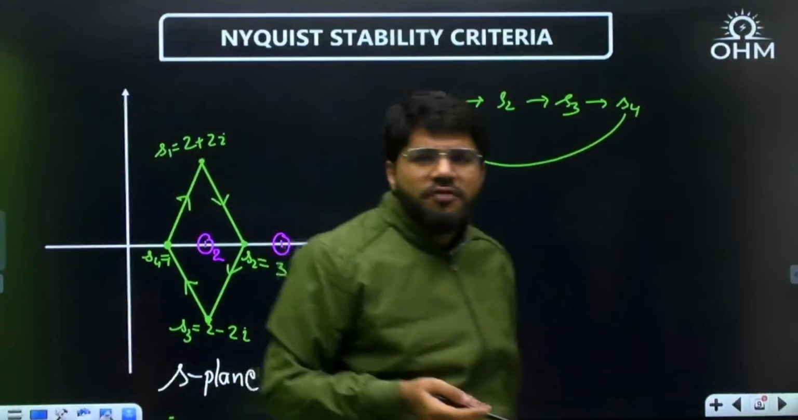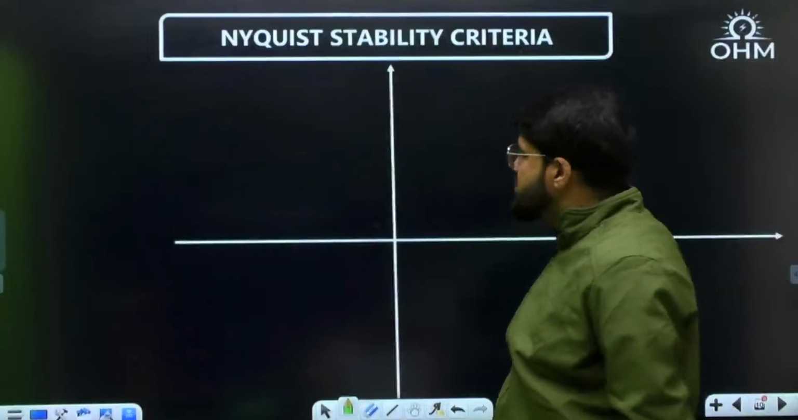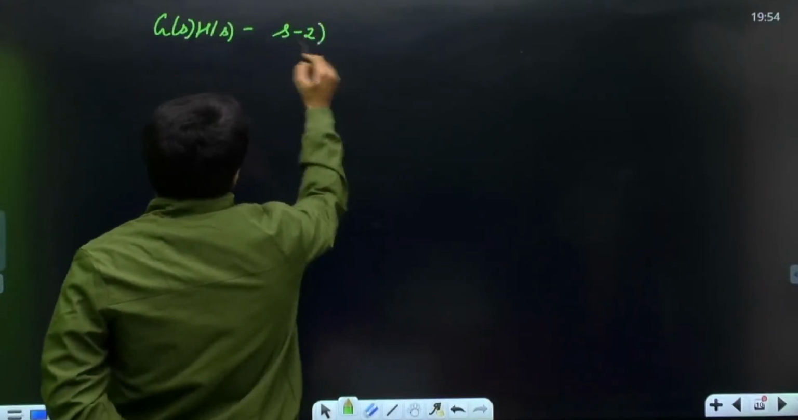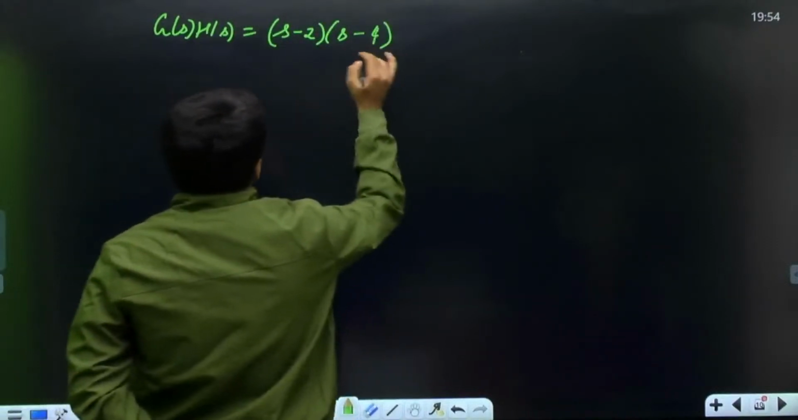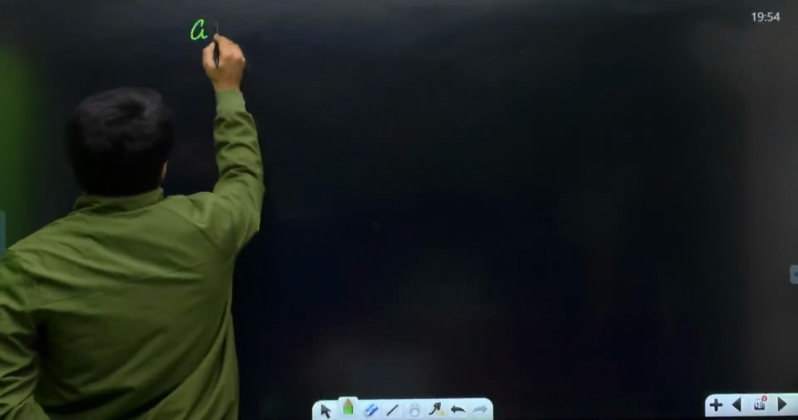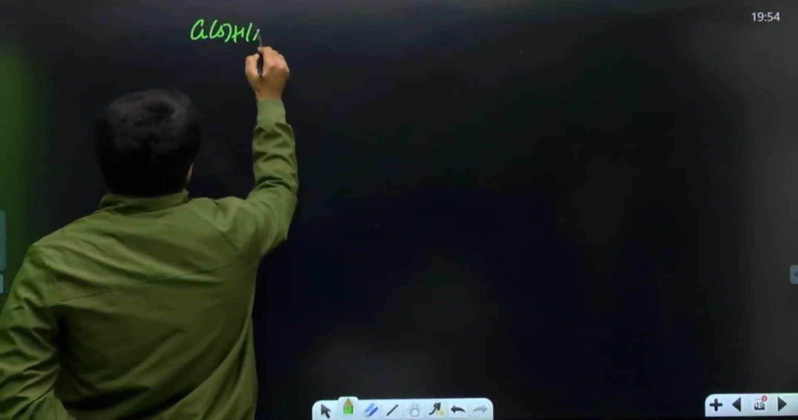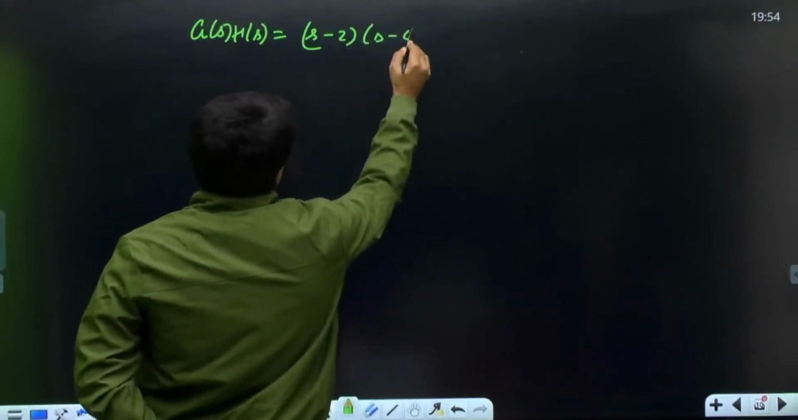For these values of S, what is G(s)H(s)? So G(s)H(s) is (S minus 2)(S minus 4). Let us start the calculation. Let me first show you the calculation before I plot the value of G(s)H(s). G(s)H(s) is (S minus 2)(S minus 4).